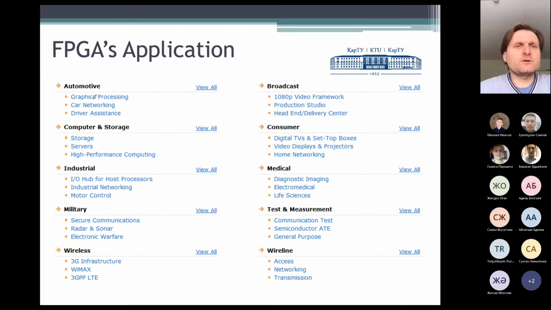The first group is automotive graphics processing. The automotive market grows very fast. We need new solutions every few months. So it's easy to use an FPGA to quickly change the properties, for example, of the displays in our cars: the main display and the additional display for the map and for the car audio system.